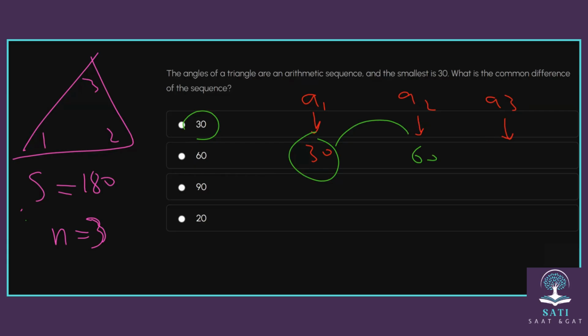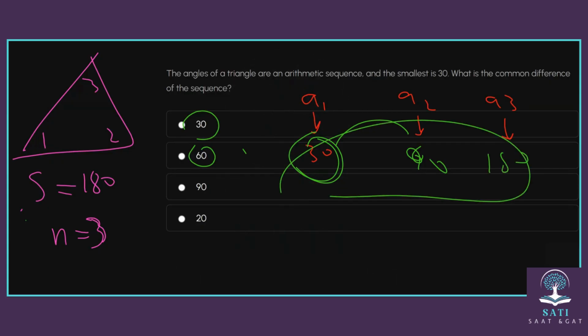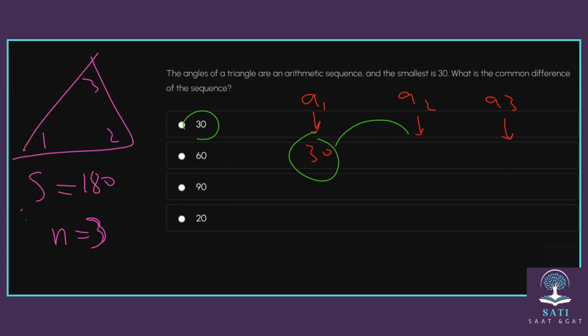And if you try now the 60, if the first one is 30, and the common difference between them is 60, so for the second one, you add 60, so it's going to be 90. Then add 60, it's going to be 150. Now, will the sum be 180? No, it will not be. So that means you will not choose these ones. So you will choose 30. This is just mental thinking.